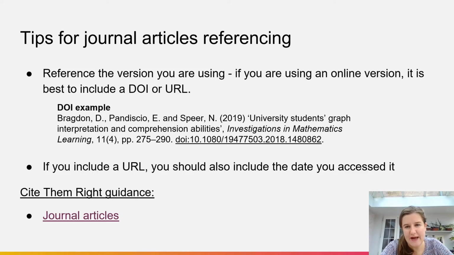There's more information on that in the video about web pages. But the contents of web pages can change, and so you're saying this is the date that you accessed it. If you use a DOI, then the content shouldn't change, and therefore you don't need to include the access date. There is Cite Them Right guidance on journal articles, and I would definitely recommend that you go through that and look at the different situations, print versus online, DOIs and URLs, so that you understand it.